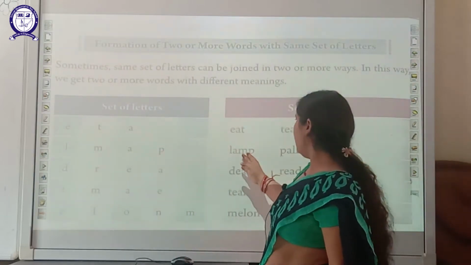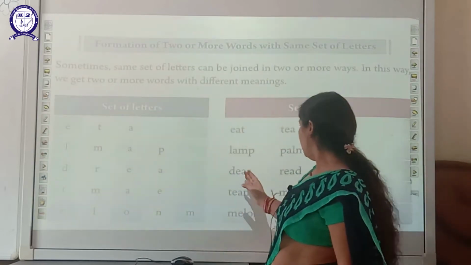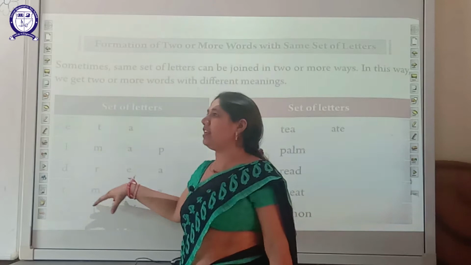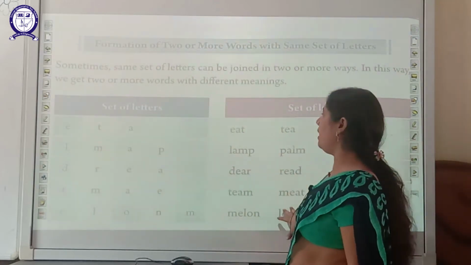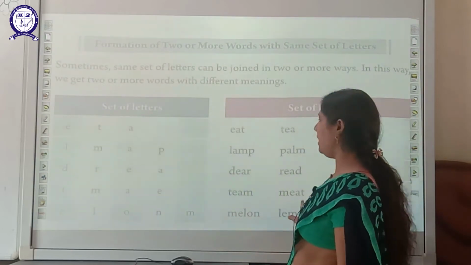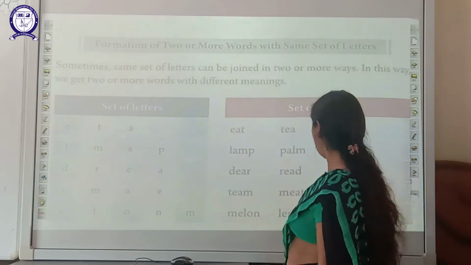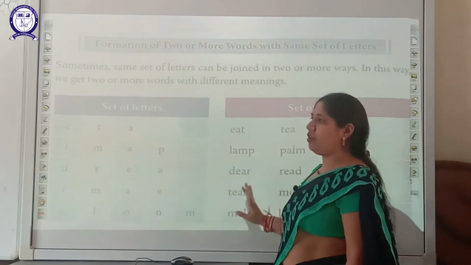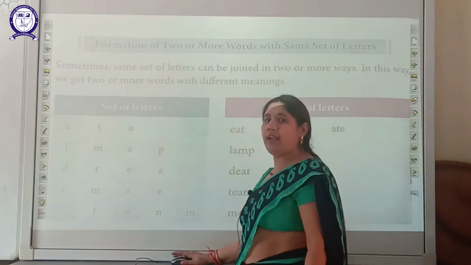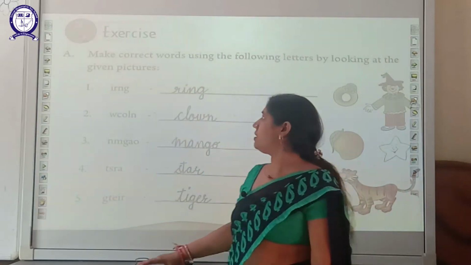L-M-A-P, so lamp or palm. D-R-E-A, dear and read. So friends, in this set of letters we have made two meaningful words. T-M-A-C, team or meat. E-L-O-N-M, melon or lemon. In these words we have to rearrange the letters only and make a meaningful word. Let's do some exercise of this chapter.